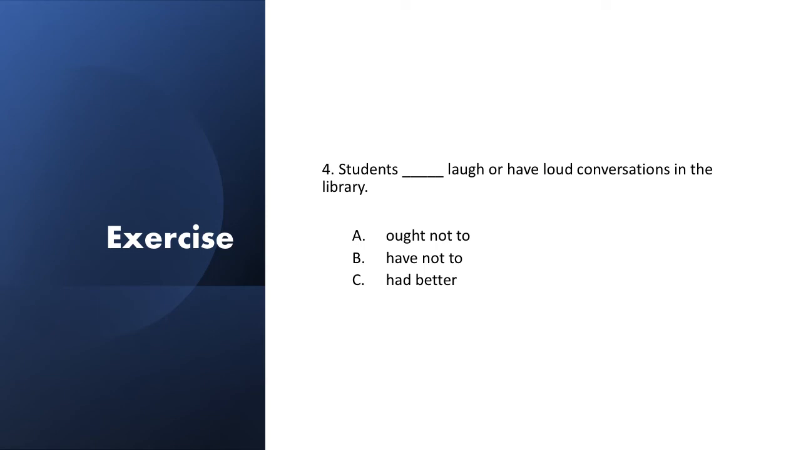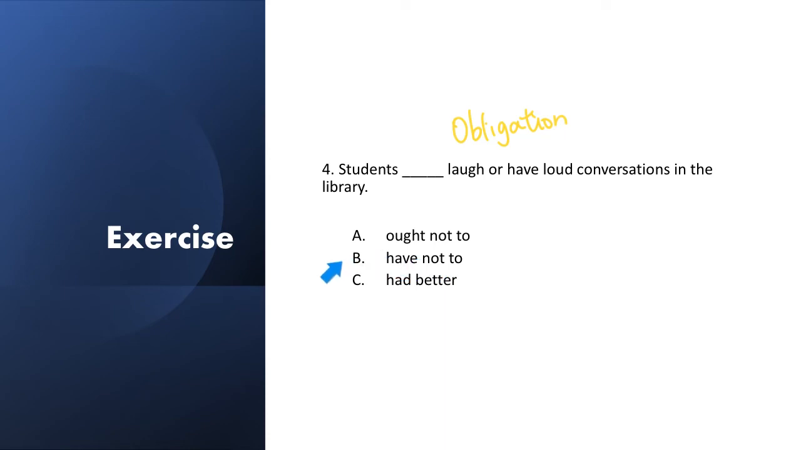Question 4. Students something laugh or have loud conversations in the library. So here we are talking about what students are supposed to do or not to do according to the rules in the library. We are talking about obligations here. So here only options A and B seem to be containing modal verbs for obligation. So let's take a look at them one by one. A, ought not to, and B, have not to.